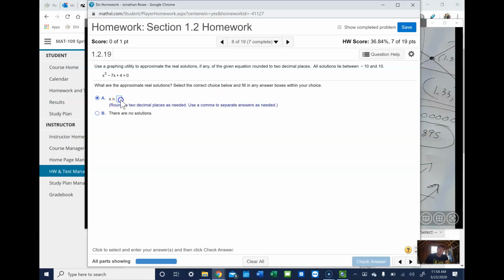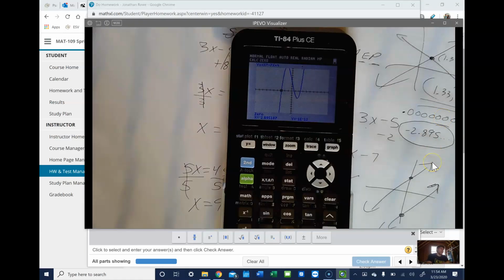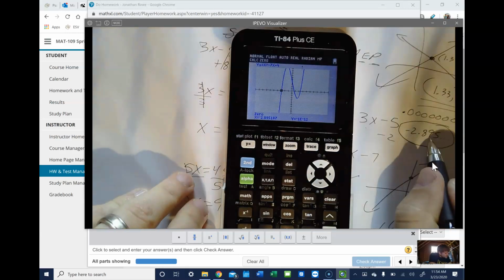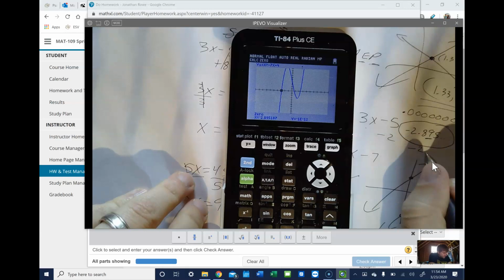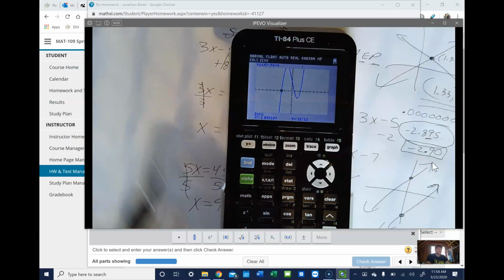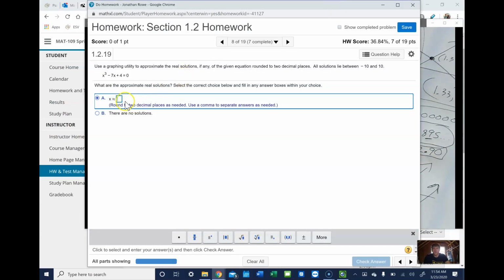My first answer will be, if I round this -2.895 to 2 decimal places, that means I got to round it to that decimal place. Well, the 5 makes that go up to a 10, doesn't it? So that's going to be -2.90. So that's going to be my first answer here. -2.90, comma. Now let me find the next one.